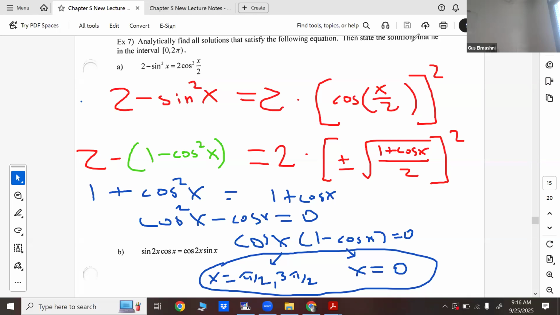I'm just checking some math real fast. Actually, sorry, let's say sine of pi over 2 is 1. My apologies, but it works. Both sides will work.